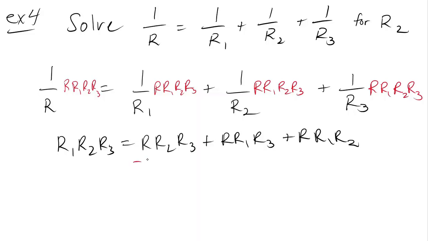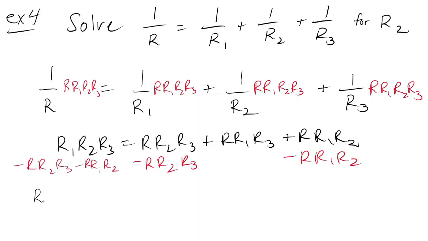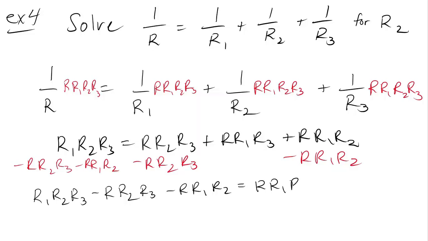So one way to approach this is to subtract r sub 2 r sub 3 and subtract r sub 1 r sub 2 from both sides. R sub 1 r sub 2 r sub 3 minus r sub 2 r sub 3 minus r sub 1 r sub 2 is equal to the only term that's left over on the right side, r sub 1 r sub 3, which has no r sub 2's in it. You have to move all of the r sub 2's to one side. You haven't solved an equation for the variable if you've got copies of the variable on both sides.